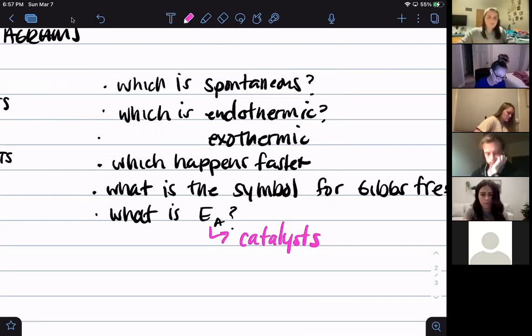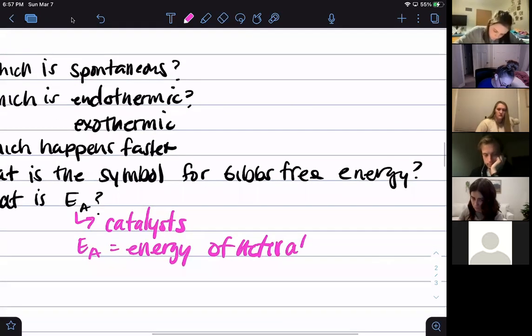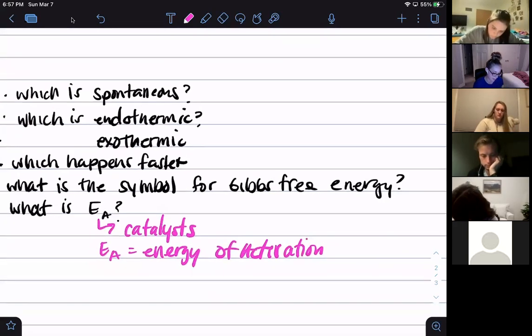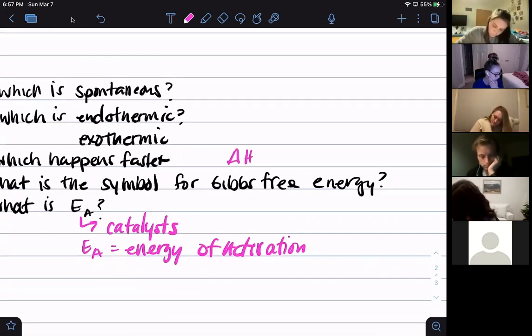So energy of activation is E sub A. Okay. So that's it. Gibbs free, which is delta E or delta H, right? What is it? Delta H, delta G, delta E? I don't even know anymore. I think it's delta G. It is.